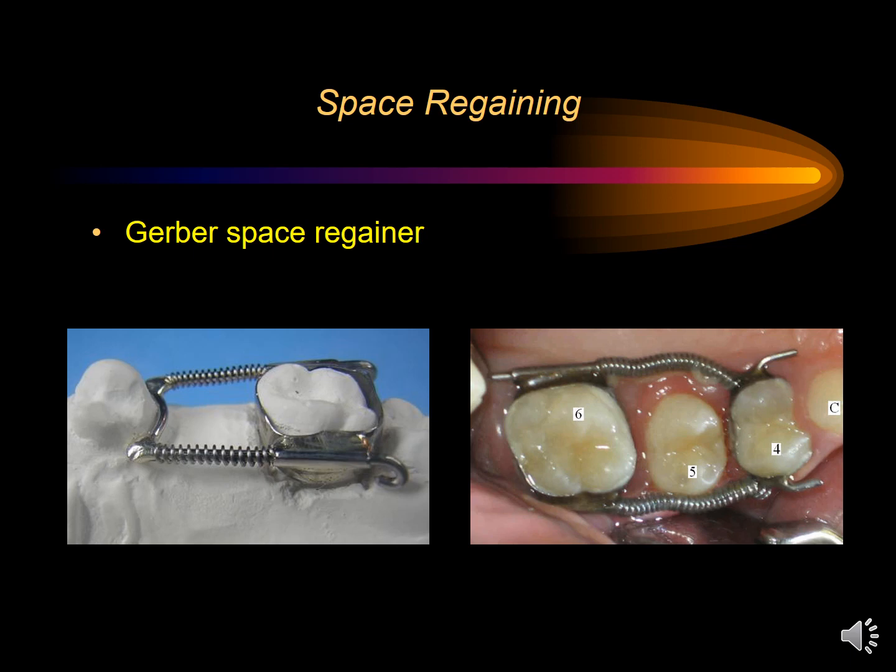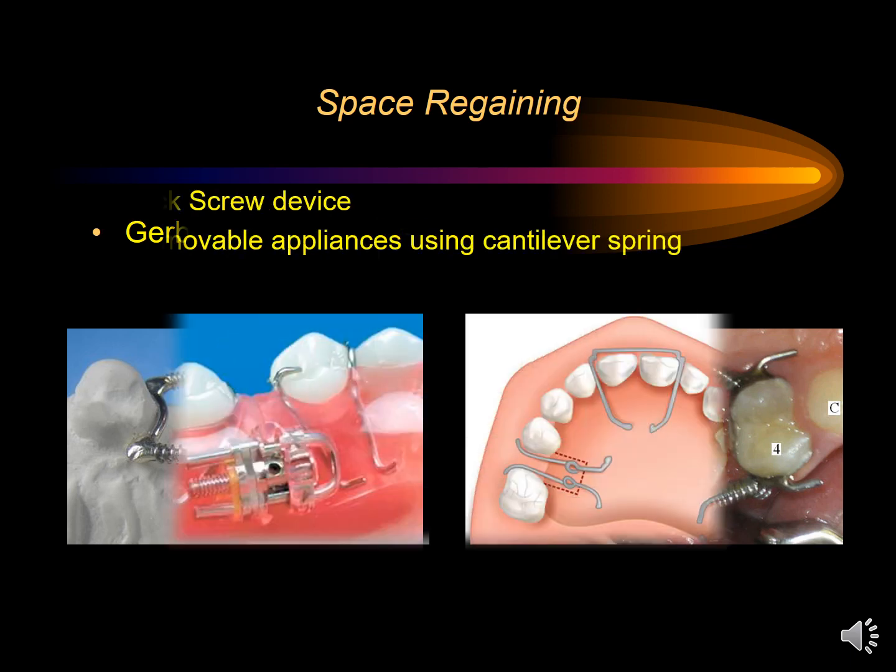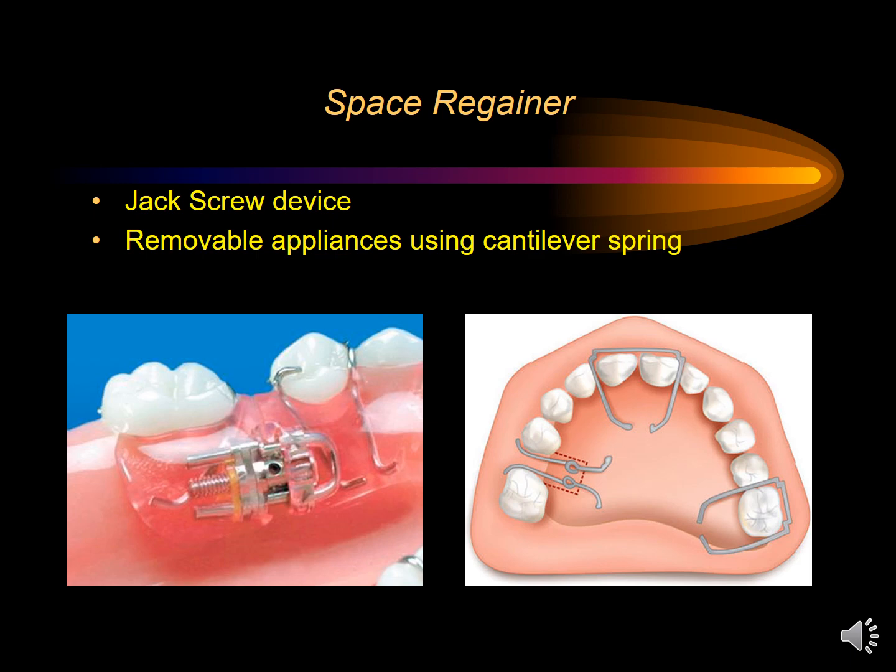Okay, one way of regaining the space is to use a Gerber space retainer, as shown in the diagram here. It has a band and an arm and it has a coil spring to push the molars distally. We could also use a check screw appliance, or we could use a removable appliance using cantilever springs.